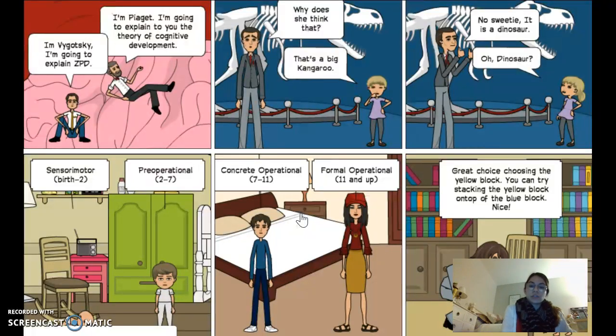So the last stage is the formal operational stage, which is ages 11 and up. This is a stage where they develop the ability to think about abstract concepts and logically test hypotheses. So we see this more in the teenage stage, going into high school. And so that sums up Piaget's cognitive development theory.